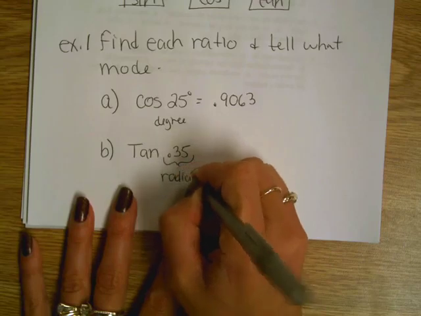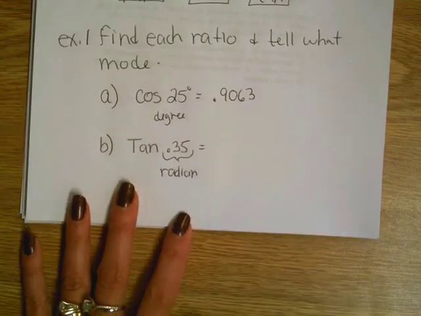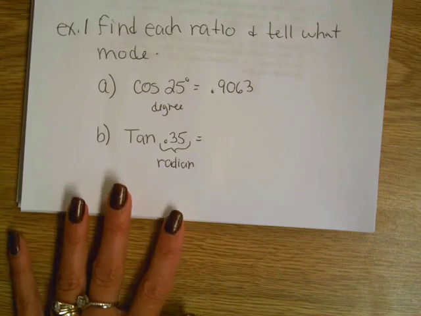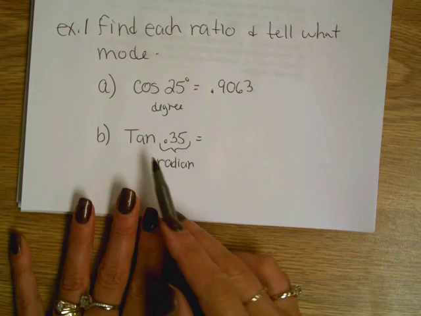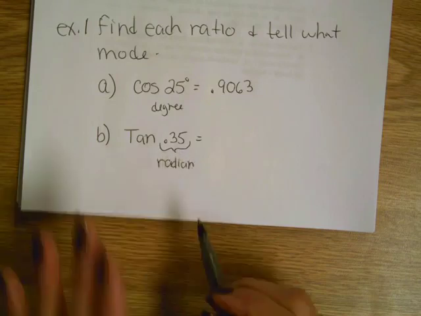Can we override it if it's in degree mode? I don't know if they've got a symbol for the radian. Oh, things to think about. But go ahead, put it in radian mode. Type tangent of 0.35. 0.3650.